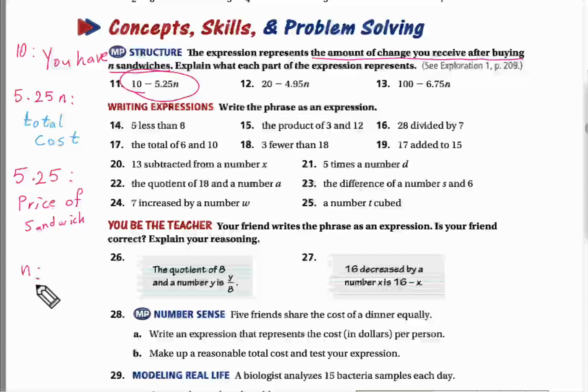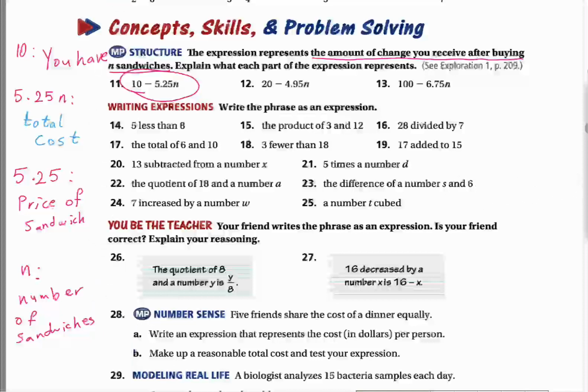And what is the N? Anyone? Teacher, the N represents what? Yes. This is my question. Is the N? This is the variable. Yes, the variable here, N, in this question exactly, means what? It's the number of sandwiches, the total number of sandwiches. This is the number of sandwiches that you buy. Okay? So now you understand.